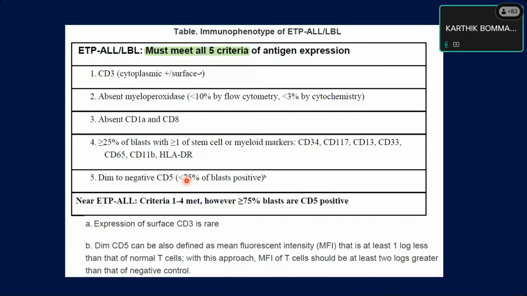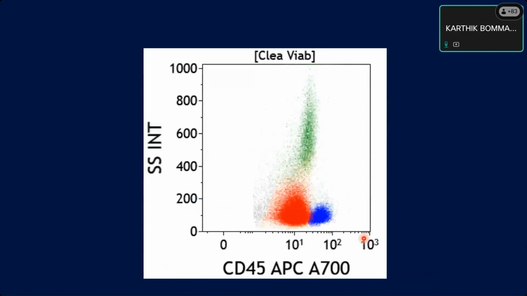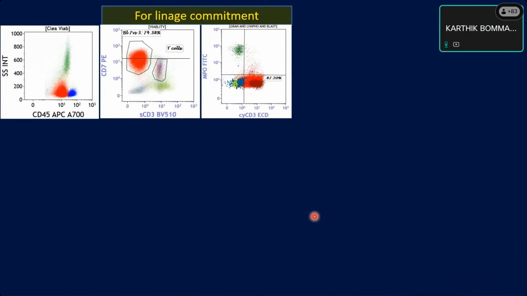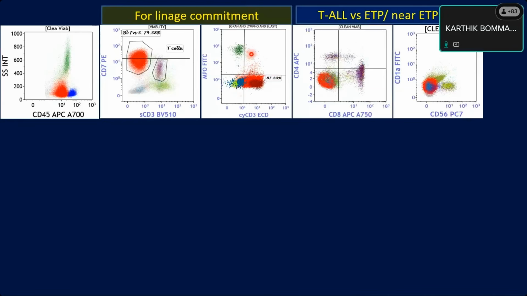And we can have it based on the percentages, or we can have it based on the log intensity of antigen expression also, right? That we will discuss now. So coming to our case again, CD45 is dim, and we have nice CD7 expression for lineage commitment. We have CD7 expression and cytoplasmic CD3 expression, which indicates that it's a T lineage, and MPO is negative, so no myeloid lineage. Then you have to classify T-ALL according to these categories.